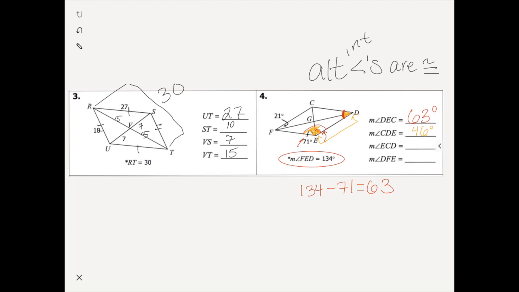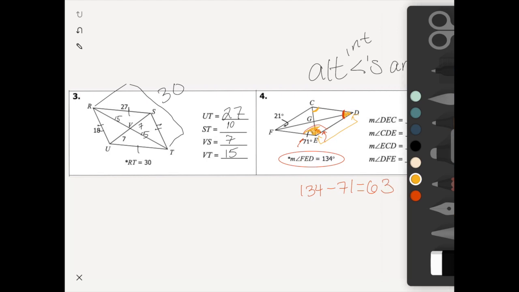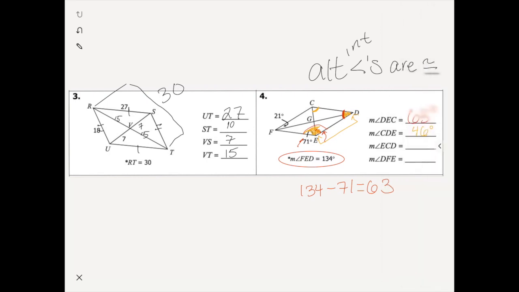Now we need to find the measure of angle ECD. ECD is right here. Let me erase some of these. I'm going to rewrite that 63.